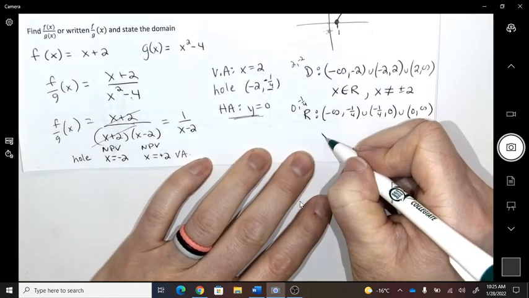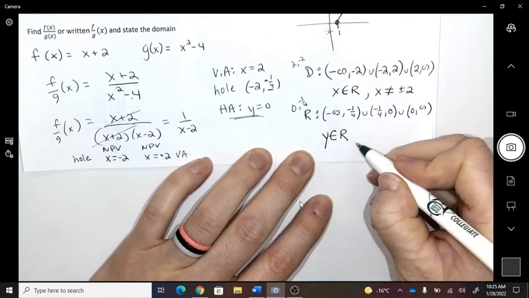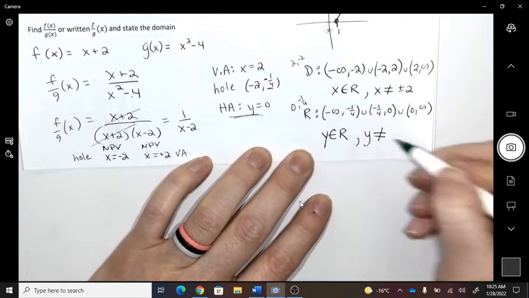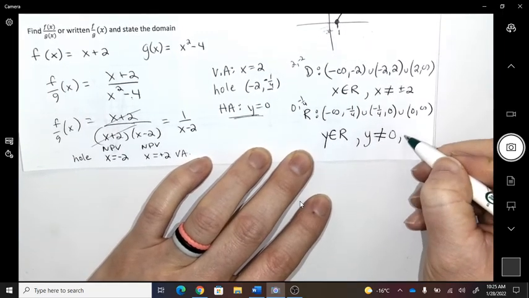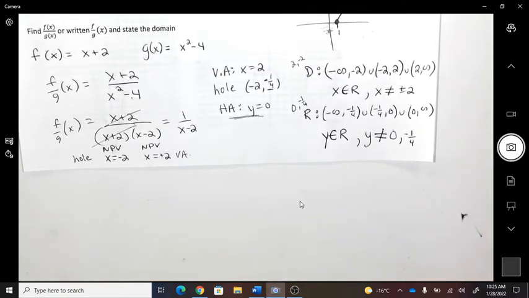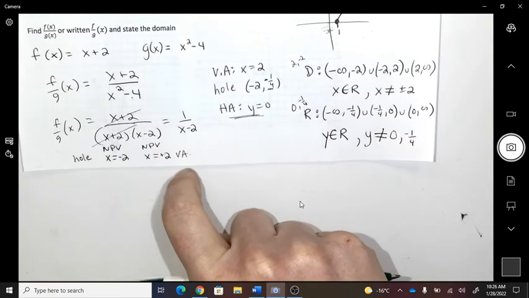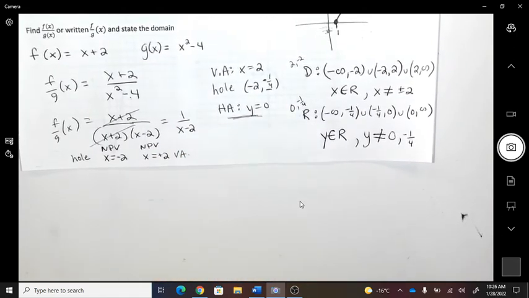Or you could write y can be any real number except 0 or negative a quarter. I'm okay if you write either way, whatever makes sense to your brain. Okay, so when you're doing this stuff, you're probably going to run into topics with rationals. So please remember the rules. You got holes, asymptotes on rationals, okay?